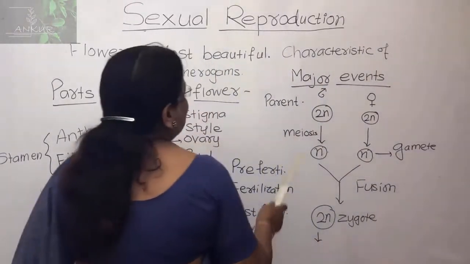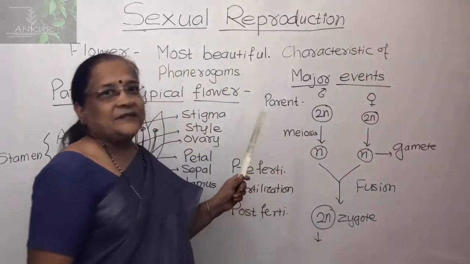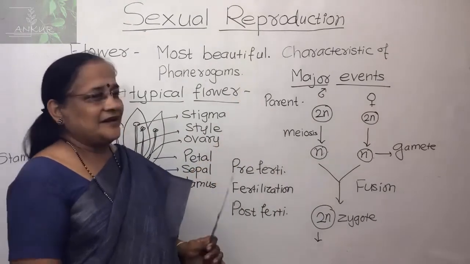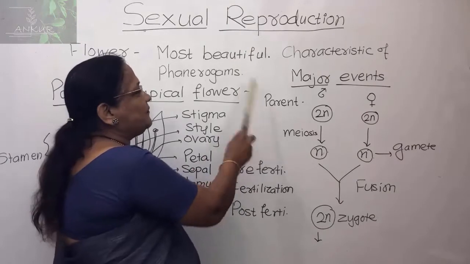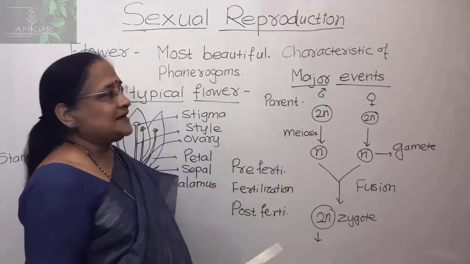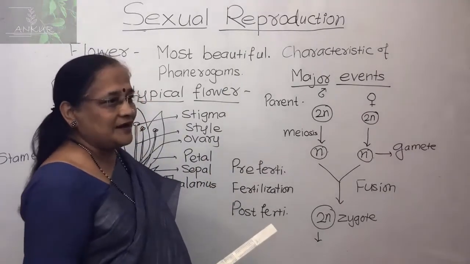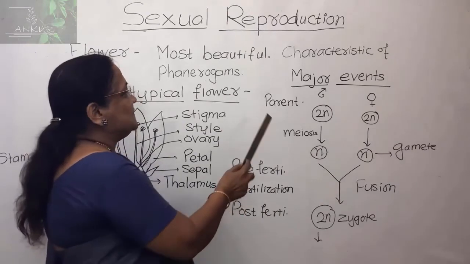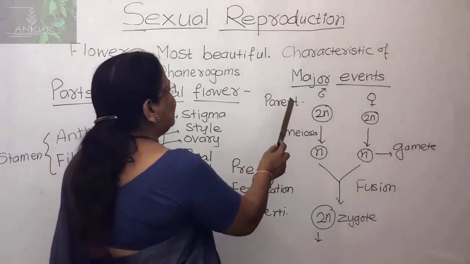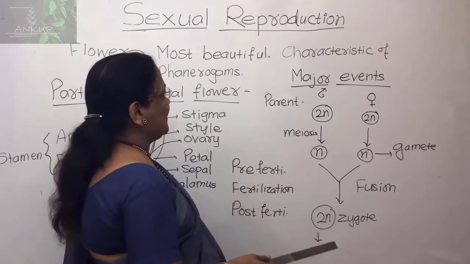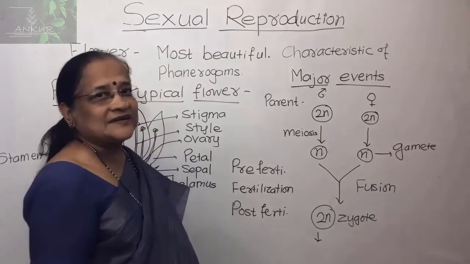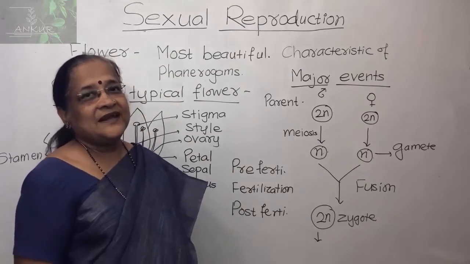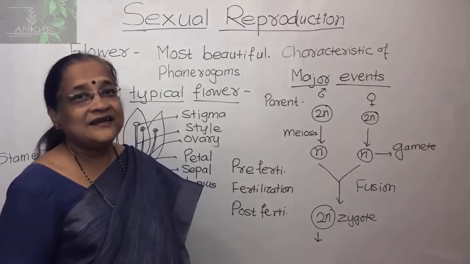Now in sexual reproduction, there are some major events. What happens in sexual reproduction? There are two parent plants, the male and the female plants, and we get a union of these two. Before that union, or before fertilization, there is one event that we call meiosis. What is meiosis?